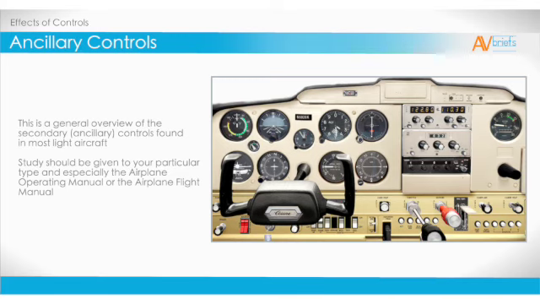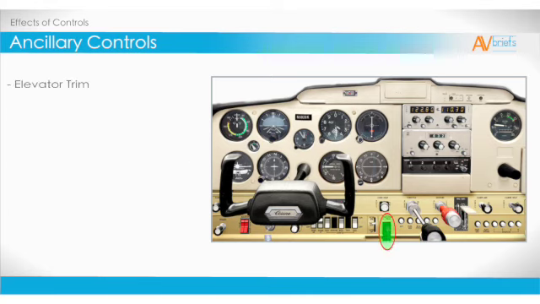This is a general overview of the secondary, also called the ancillary, controls found in most light aircraft. Study should be given to your particular type, and especially, the Airplane Operating Manual and Airplane Flight Manual. We'll start with elevator trim. It's usually in the center, or overhead. Usually on the control panel, or between the seats.